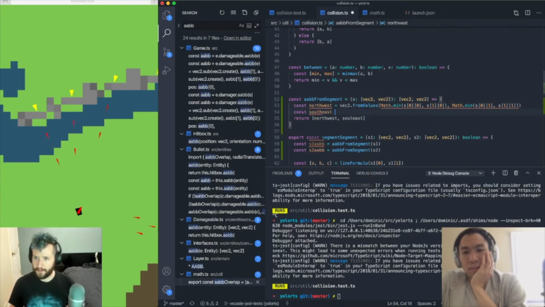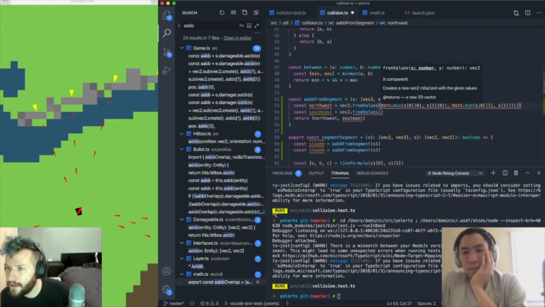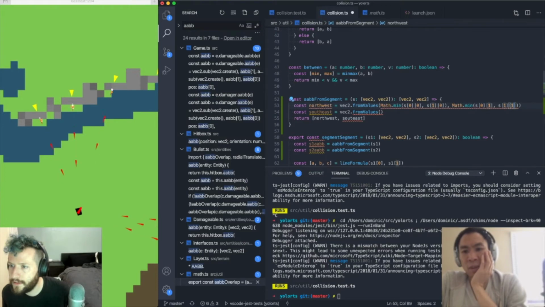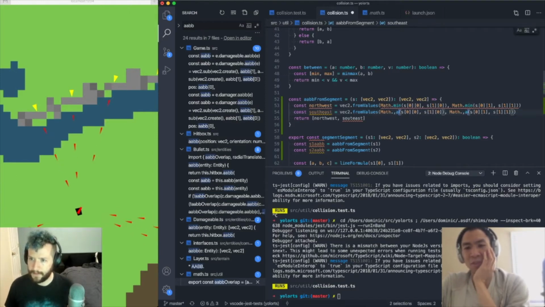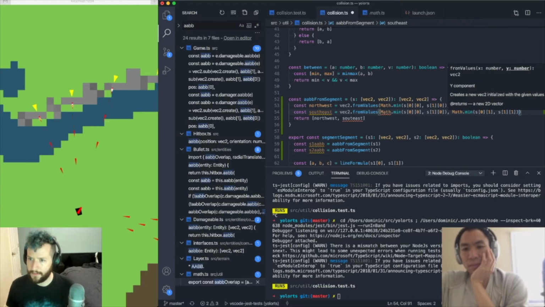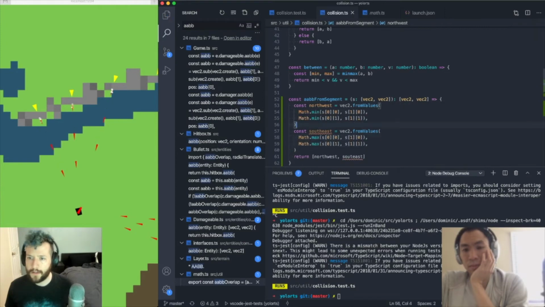Southeast equals vec2 from values. What did I get wrong here? Same thing as that, but the second array index is going to be 1 for all of those. Yeah, it's the y's that we care about. Wait, what did I just do? Oh yeah, it should be math. Actually, it's just math.max, right? It's the same thing, but it should be math.max for this one. Sorry, I'm confusing you. No, that's okay. Great. Spell your variables right.